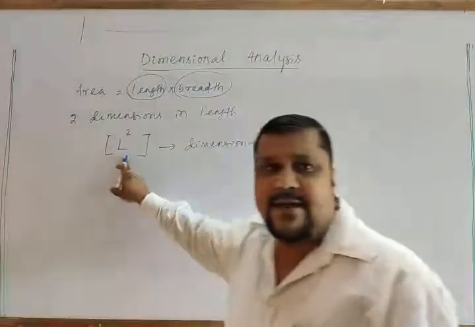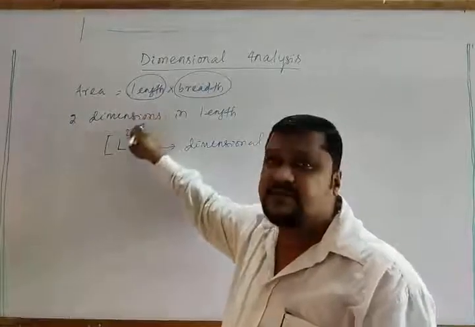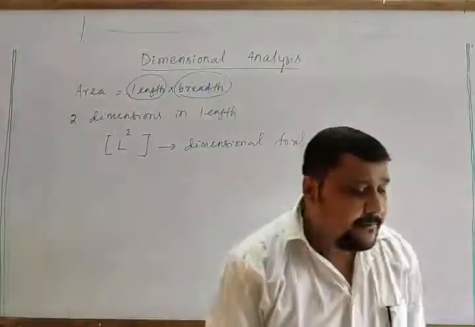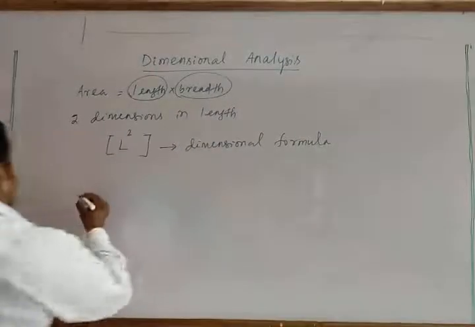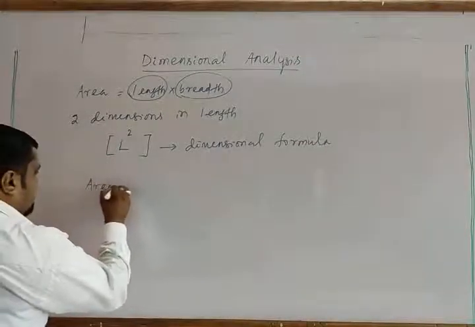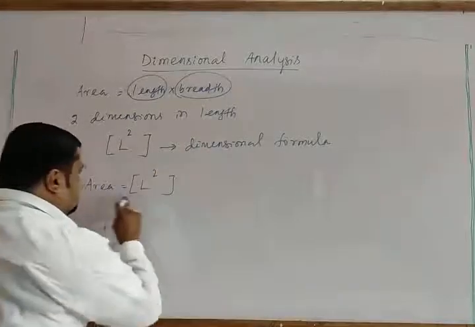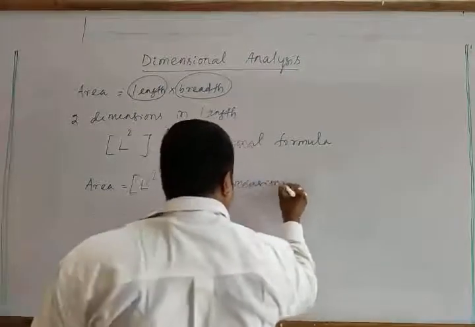Which of the fundamental units? Length is a fundamental physical quantity. Its unit should be raised how many times? 2 times with the power. So writing like this is called a dimensional formula. Suppose I ask you to write the dimensional equation. To write the dimensional equation, I will write area is equal to L square, equating that. This is called the dimensional equation.